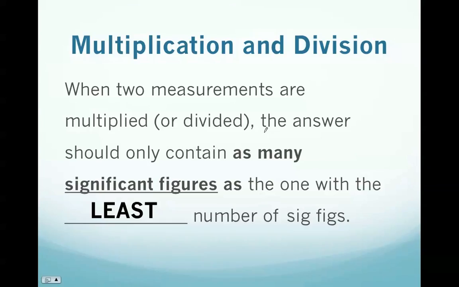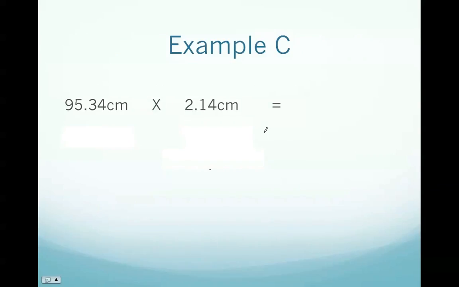However, with multiplication and division, when two measurements are multiplied or divided, the answer should contain as many significant figures as the number with the least number of sig figs. So we're not really worried about place values, we're worried about the total number of sig figs in each of the numbers that we're going to be multiplying or dividing. So in this example, we have these two numbers we're going to multiply. One contains 4 sig figs, one contains 3.